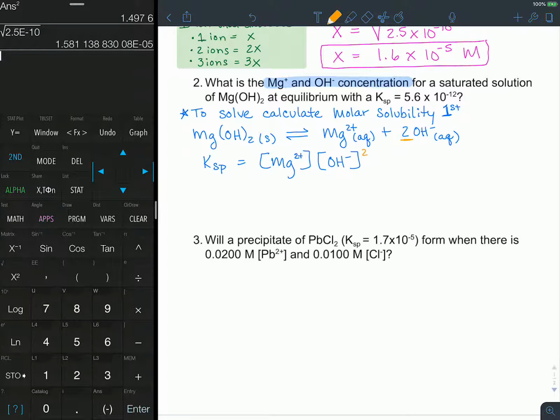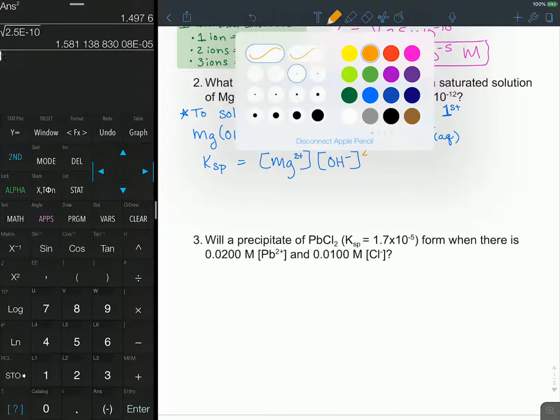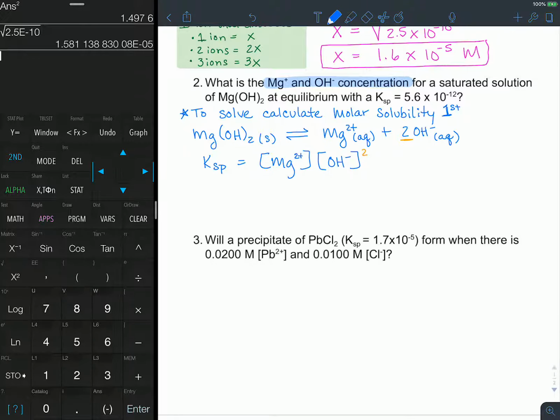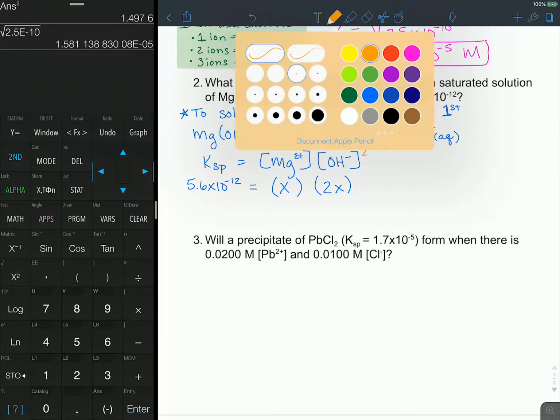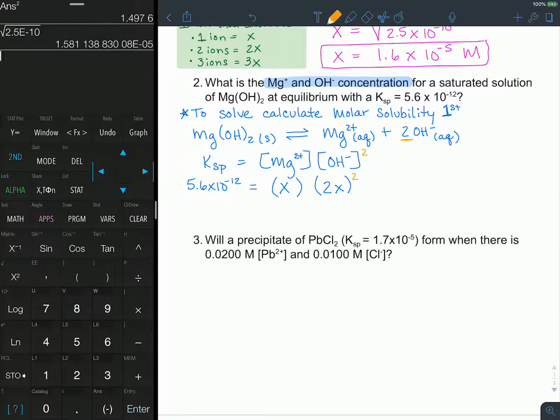Now we're going to go ahead and replace these ions and make them equal to the actual KSP. So our KSP was 5.6 times 10 to the negative 12. Very small numbers for these ones. And so magnesium is going to be equal to X, and hydroxide is equal to 2X, but we also have to make sure that we still put that squared there.